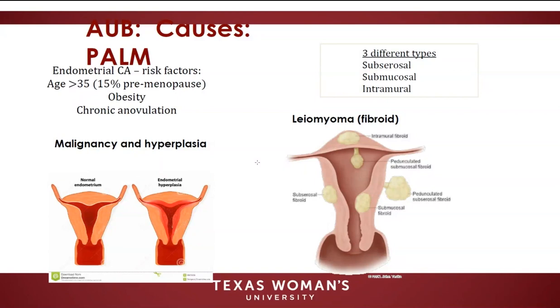So in endometrial cancer, there are cellular changes in that lining of the uterus, or an actual endometrial cancer where that hyperplasia has started to change into malignant tissue.